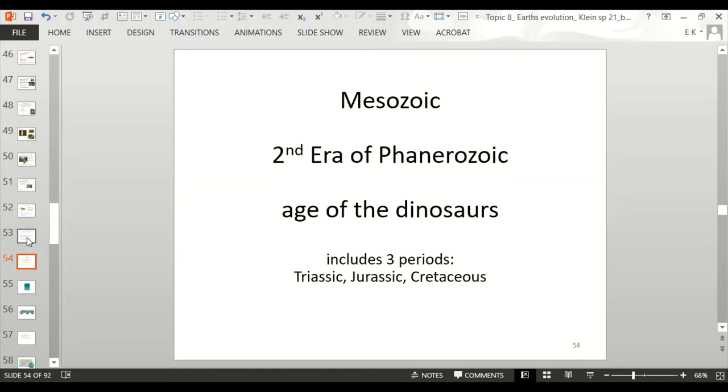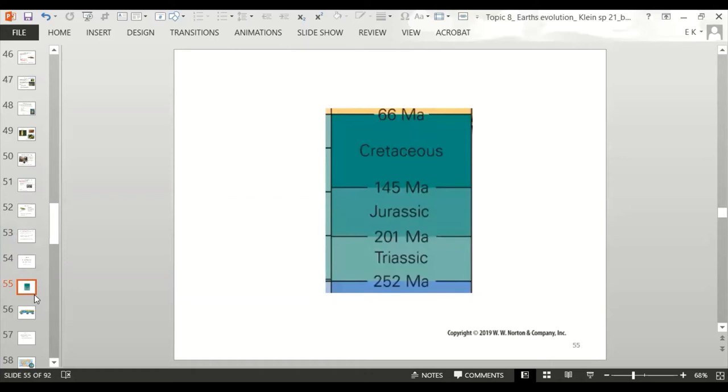Okay, so then we have the Mesozoic. This is the second era of the Phanerozoic. We consider this to be the age of the dinosaurs, and this includes the Triassic, Jurassic, and Cretaceous periods. So here we have the numbers, the millions of years, ages. So Triassic is the first period, then Jurassic, and then Cretaceous.